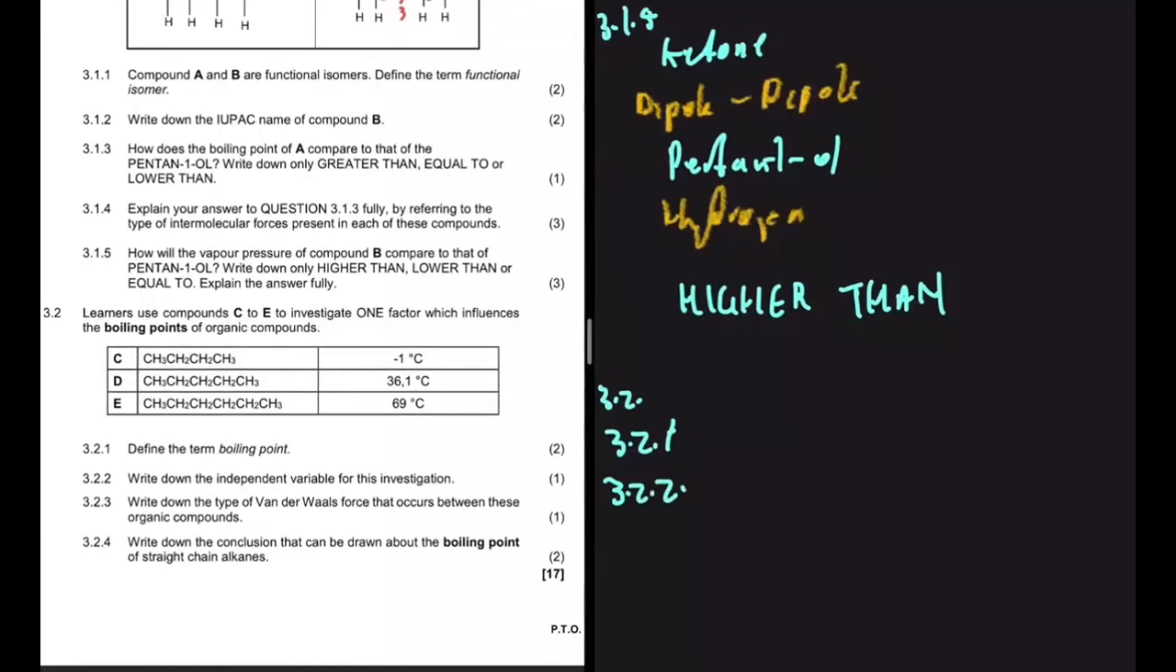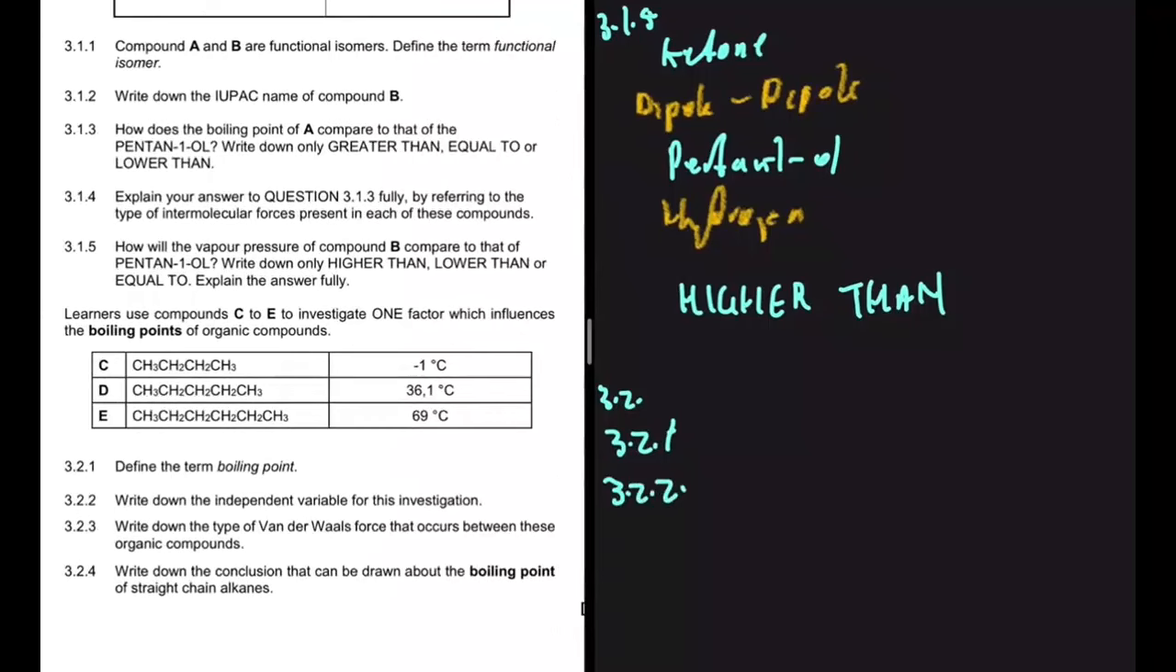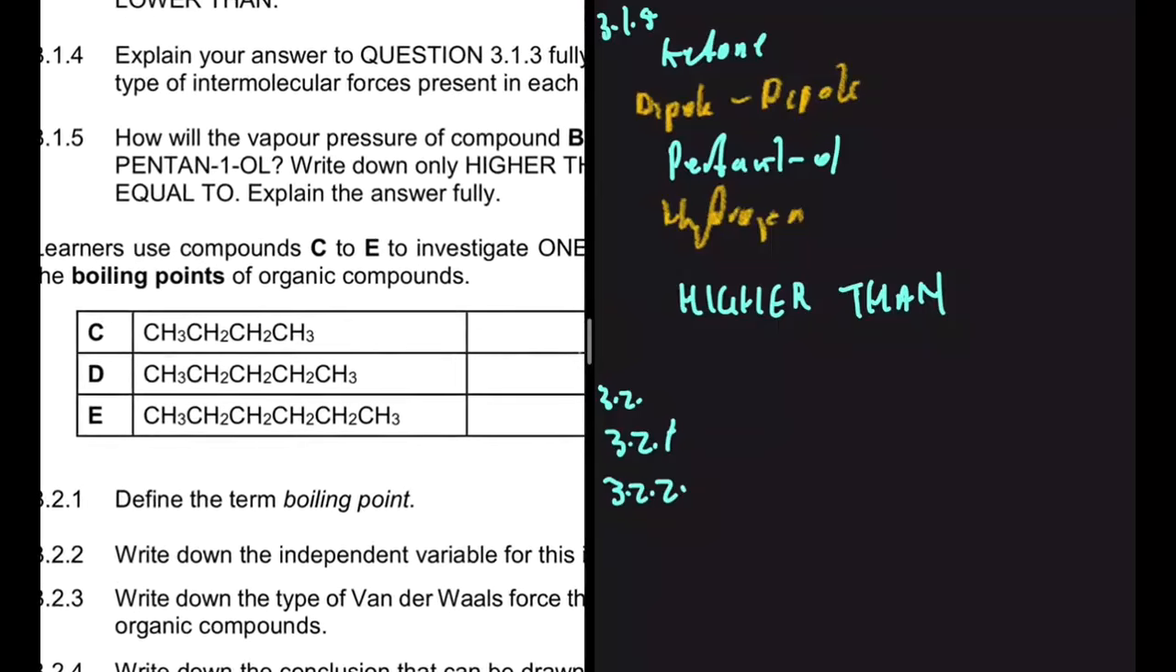3.2.2. Write down the independent variable for this investigation. Let's take a look at what is happening in this question. Let us use compounds C to E to investigate one factor which influences the boiling points of organic compounds. What I'm realizing real quick is that in compound C we have 1, 2, 3, 4 carbons, right? In compound D, we have 1, 2, 3, 4, 5, so 5 carbons. And in compound E, we have 1, 2, 3, 4, 5, 6, so 6 carbons.